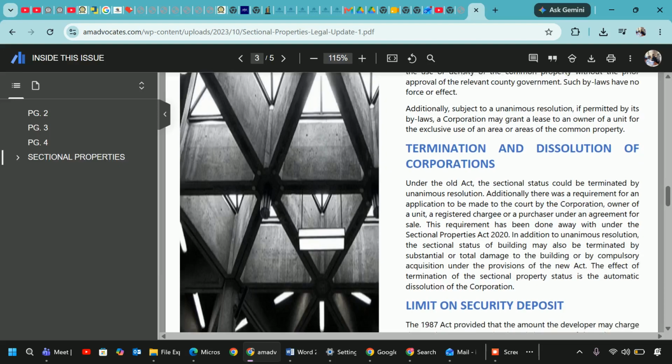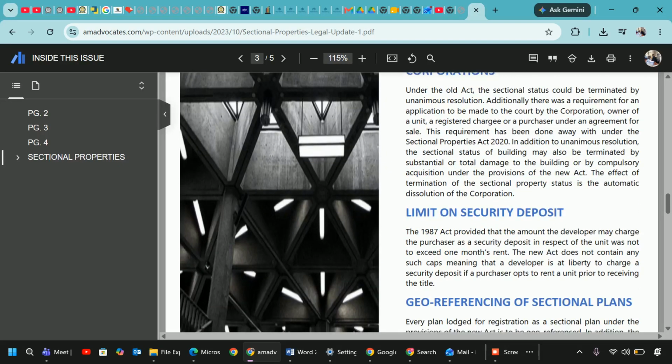In addition to unanimous resolution, the sectional status of a building may also be terminated by substantial or total damage to the building or by compulsory acquisition under the provisions of the new Act. Okay, the new Act has decided to add, apart from the unanimous resolution, that the sectional properties status may be terminated by substantial or total damage to the building or by compulsory acquisition. The effect of termination of the sectional property status is the automatic dissolution of the corporation.